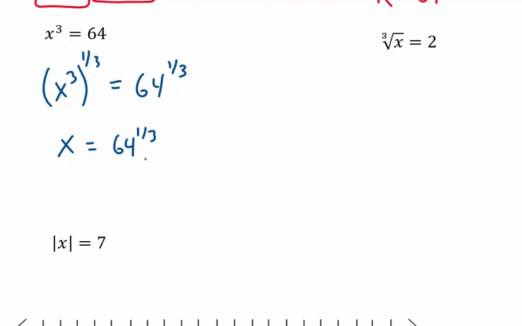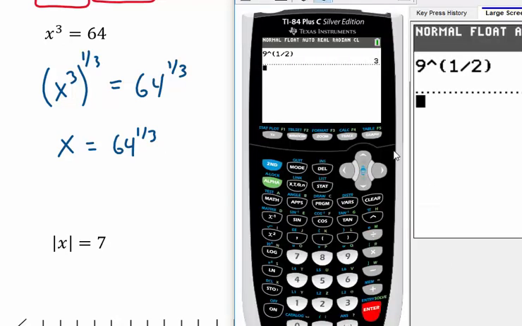We're looking for a number that when you multiply it by itself 3 times, you get 64. But in this form, it allows us to go to a calculator and type it in. 64, use the caret key, and then in parentheses, put 1/3. And the calculator confirms that my answer is x equals 4.